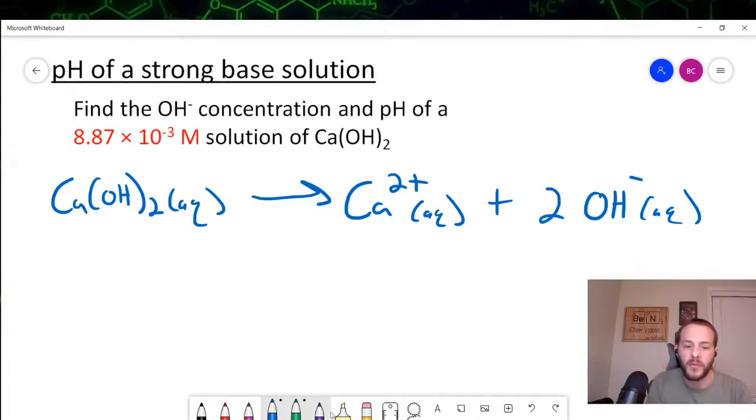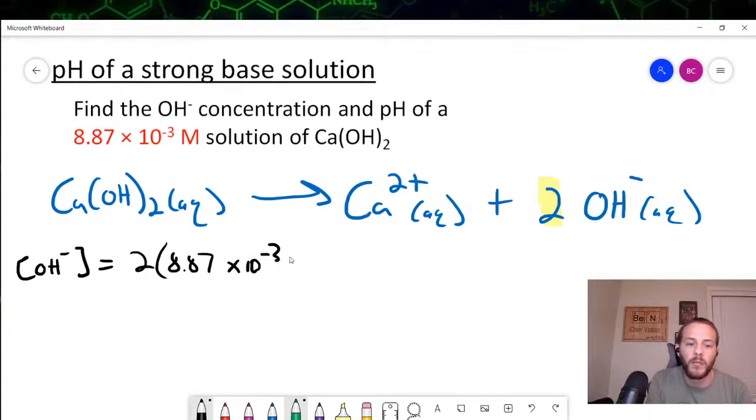But one thing that we need to make sure that we take into account is, and I'm going to highlight it right here, this coefficient of 2 in front of the hydroxides. Because there's a coefficient of 2 in front of that hydroxide, that means that the OH minus concentration is going to be twice, 2 times the initial concentration of our calcium hydroxide. So 2 times the 8.87 times 10 to the minus 3, right?